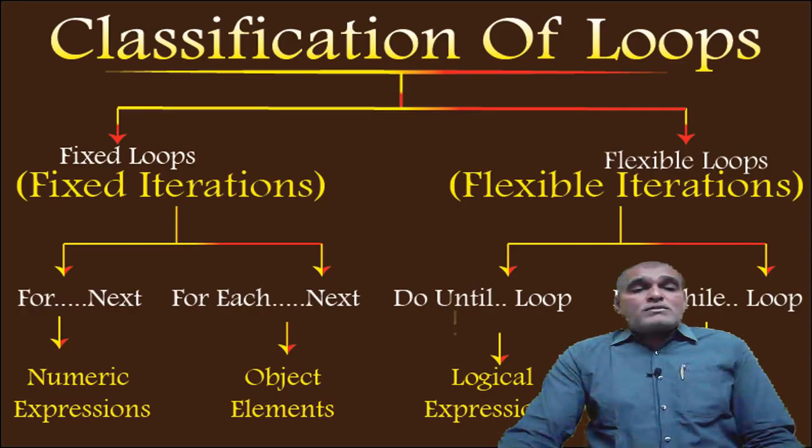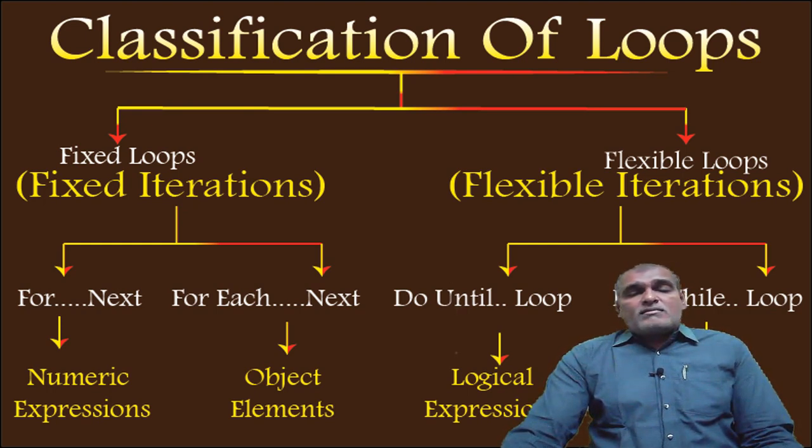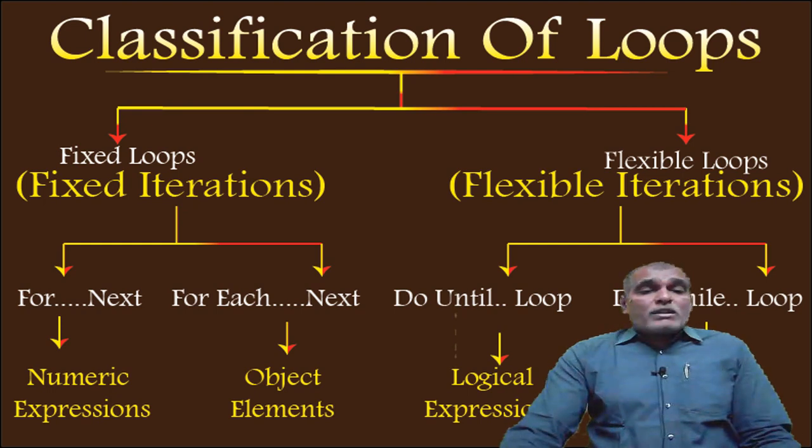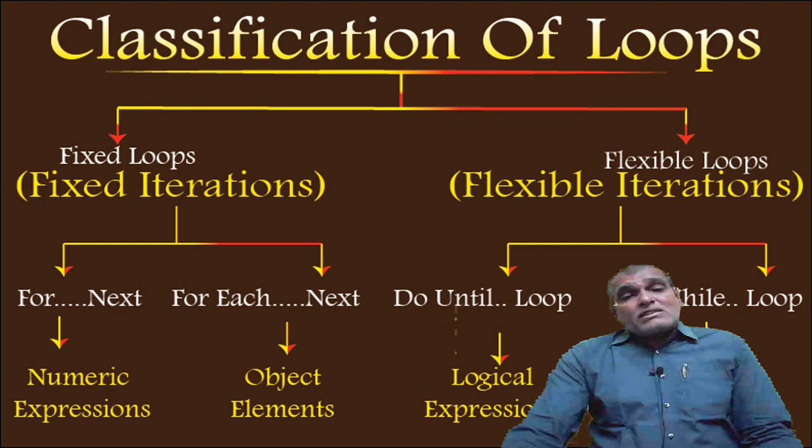Coming to fixed loops, we can subcategorize into two ways. First one is for next loop, second one is for each next loop. In the for next loop, user can use numeric expression as loop variable. Coming to for each next loop, user can use object element as loop variable.